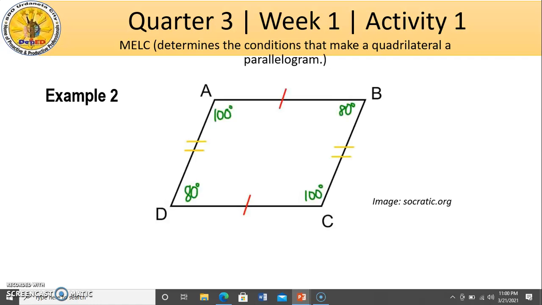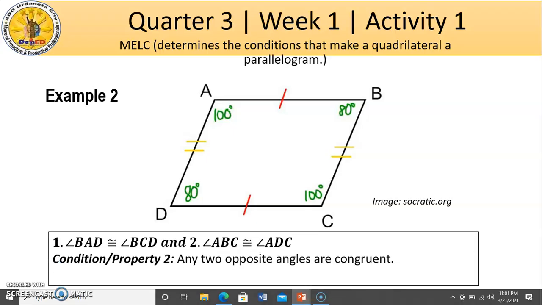Second example, we have parallelogram ABCD. We have number 1, angle BAD is congruent to angle BCD. Second, angle ABC is congruent to angle ADC. The condition used is property number 2. Any two opposite angles are congruent. Take note ulit na pag sinabing opposite angles, sila yung magkatapat na angles.